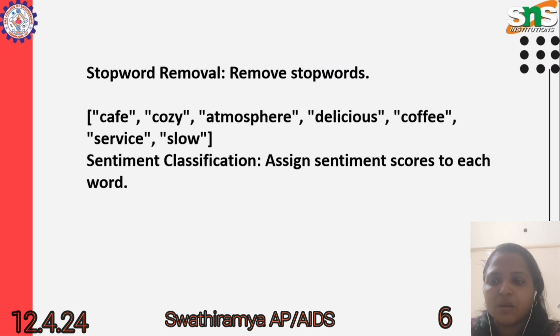The stop words we can see in the sentence are the, had, a, and, but, the, was. We have to remove all of these stop words, and the other words are put together. The remaining words are cafe, cozy, atmosphere, delicious, coffee, service, slow. We removed the unwanted words from the sentence.